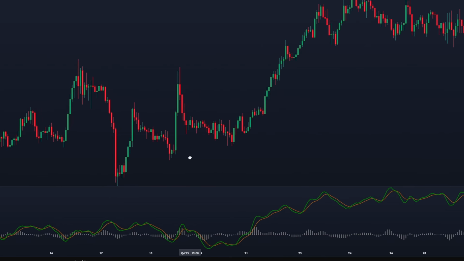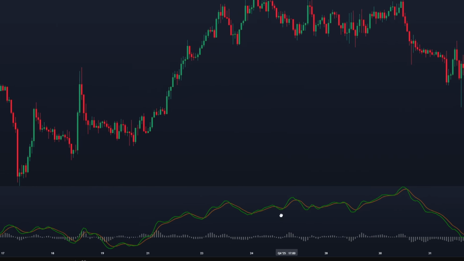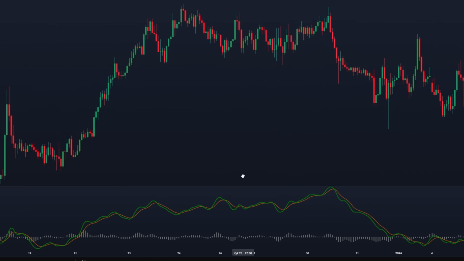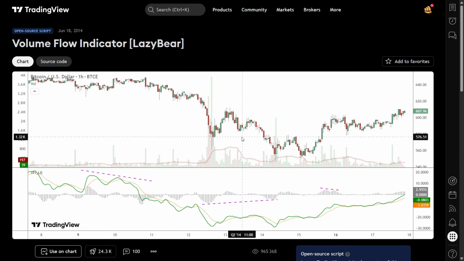In this video, I want to show you how to properly use one of the most powerful volume indicators available for free on TradingView and combine it with clean price action, so you're not guessing, you're reacting to real information. I'm talking about the volume flow indicator, also known as VFI, created by Lazy Bear. So let's start from the beginning.